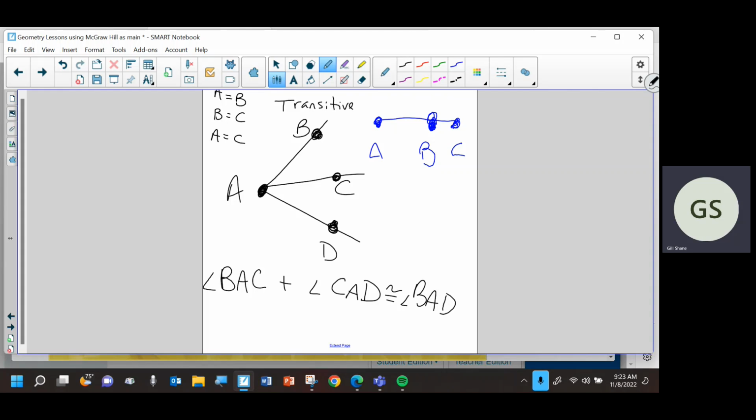I figured we just go ahead and kind of rush through this lesson, and then you can practice IXLs on both line segment proofs and angle proofs.